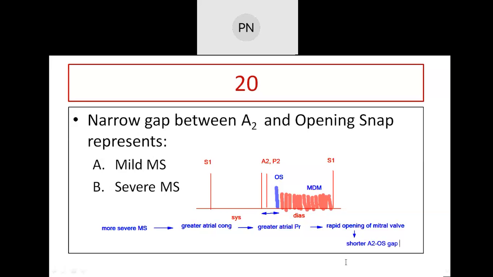That is why we often ask this question: why is the A2OS gap inversely proportional to the mitral valve functioning? Because the shorter the value of the A2OS gap, the more severe is the disease. This is the explanation. Is this clear? Okay.